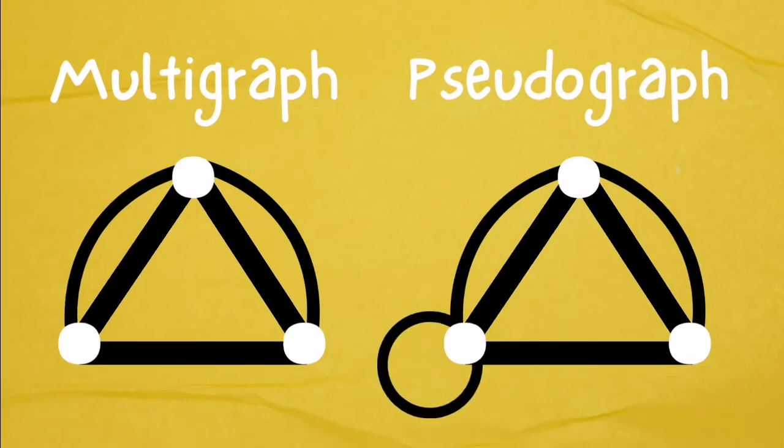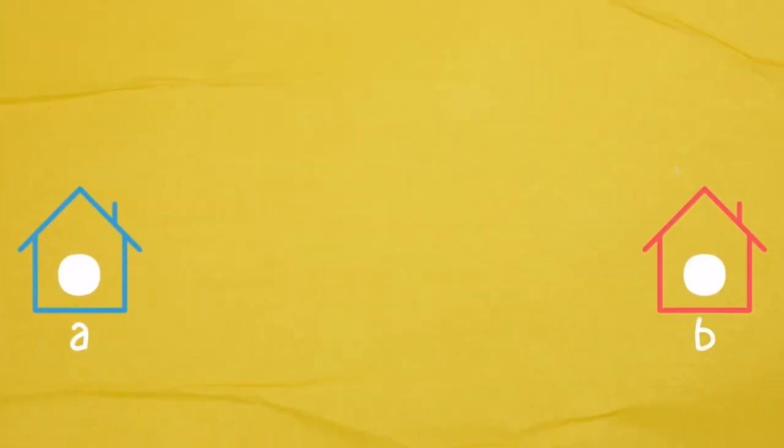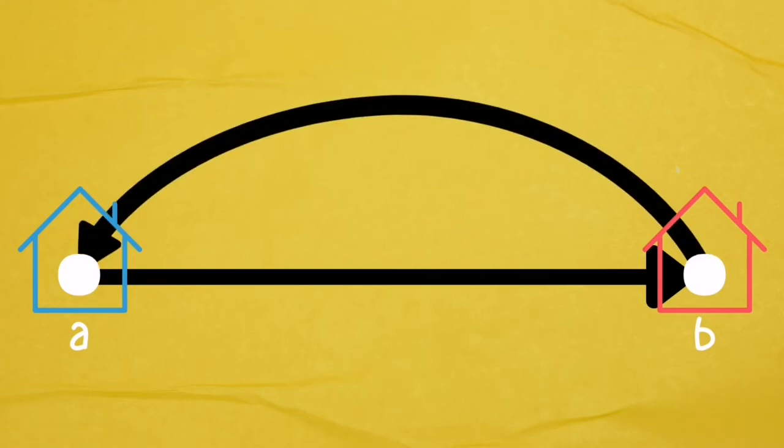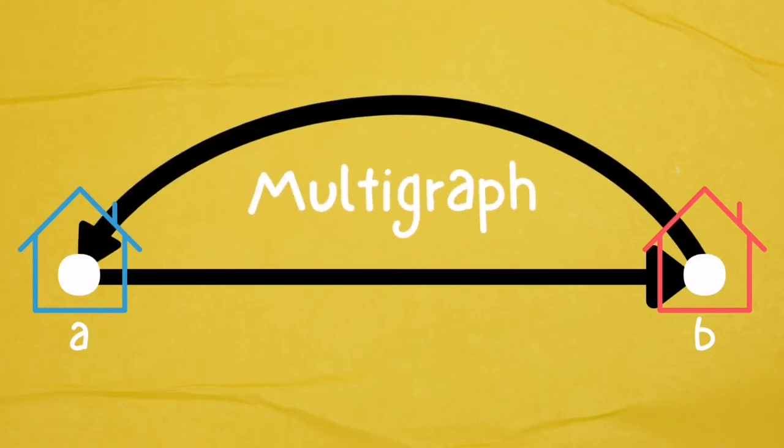To visualize it, let your house be vertex A and your neighbor's vertex B. You decided to go to your neighbor's house to play with friends. But when you get there, you forgot something in your home, so you get back to your house. This is now an example of multigraph.